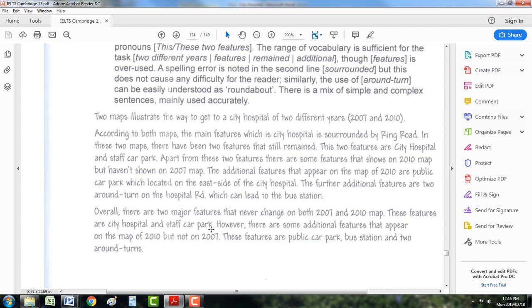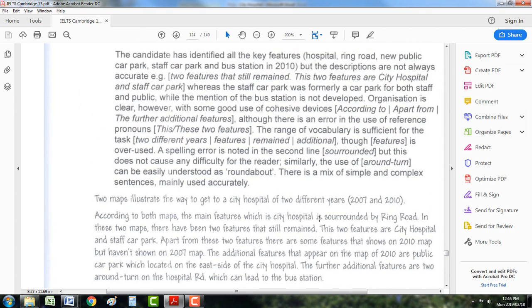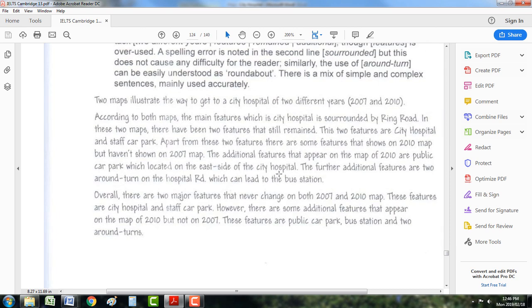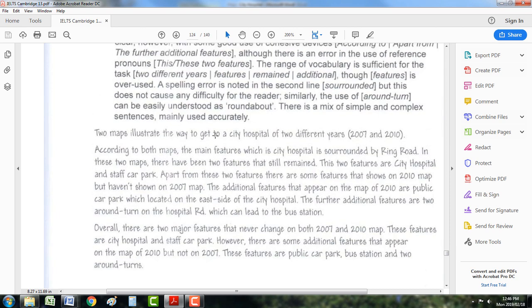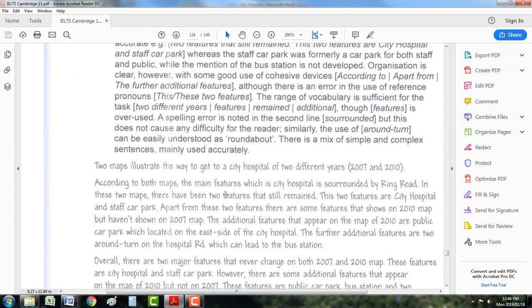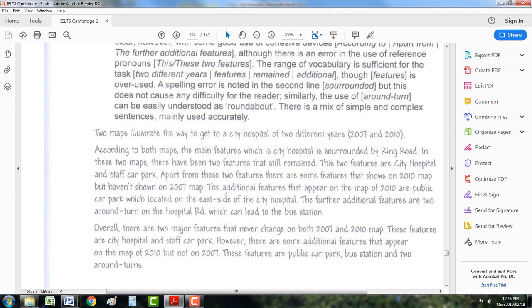That's not the point. There are some additional features that appear on the map. These features are there, and there's the new stuff. Right at the end, he adds the new stuff. So, I think the examiner mentioned that, while the mention of the bus station is not developed. That's the important information. So, definitely I'm giving this 5 for task response, because the overview isn't there, so an automatic 5, but also he hasn't discussed the important stuff properly.